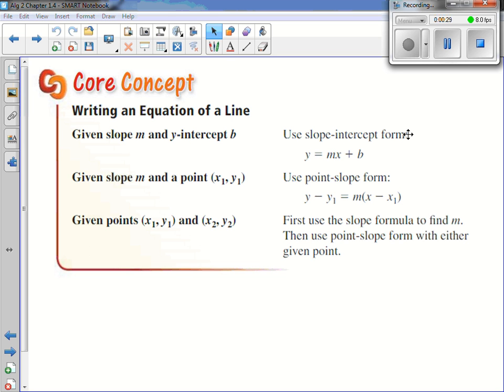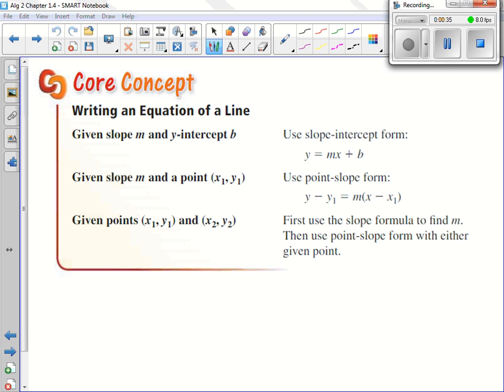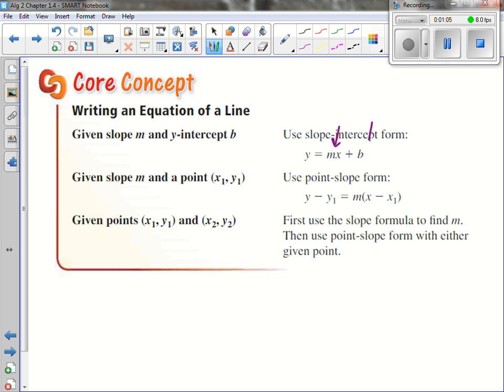Now, the way they named them is a little creative. Not so much. Does anybody know why they call it the slope-intercept form of a line? What is m in an equation of a line? M stands for the what? What is the b value here? So what do we have in this? We have the slope and the y-intercept. We have the slope here and the y-intercept here. So we're going to call it the slope-intercept form.